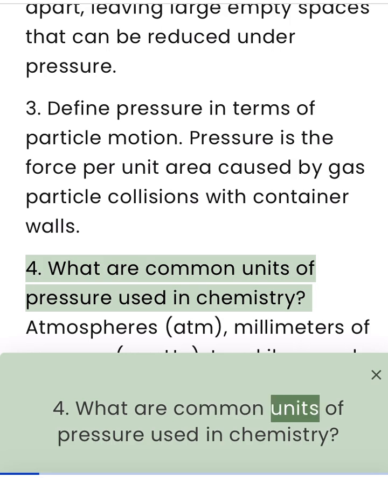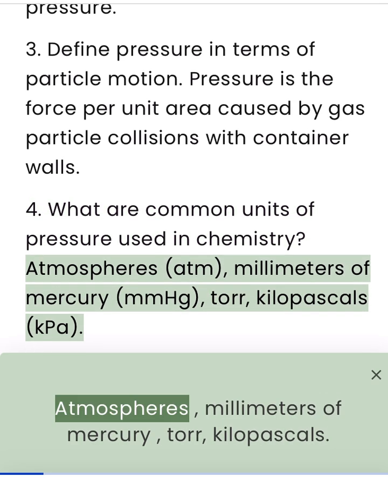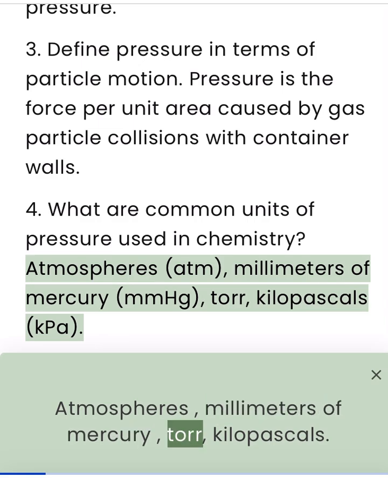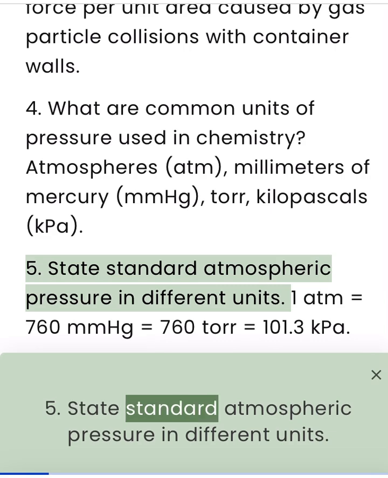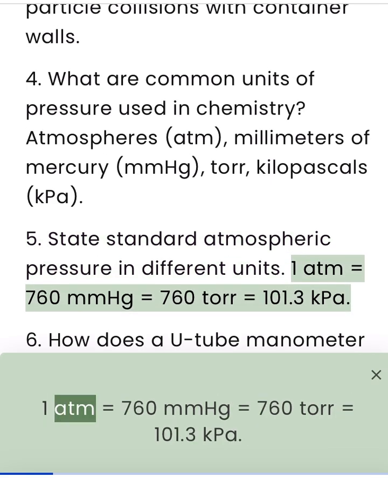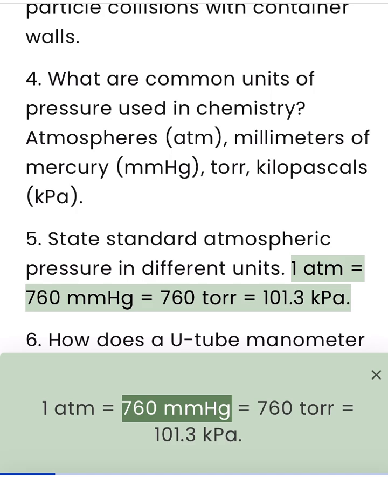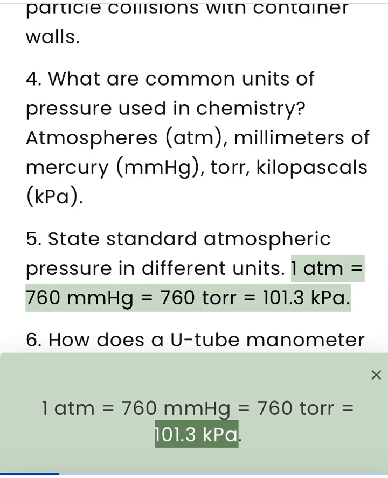4. What are common units of pressure used in chemistry? Atmospheres, millimeters of mercury, torr, kilopascals. 5. State standard atmospheric pressure in different units. 1 atm equals 760 millimeters of mercury equals 760 torr equals 101.3 kilopascals.